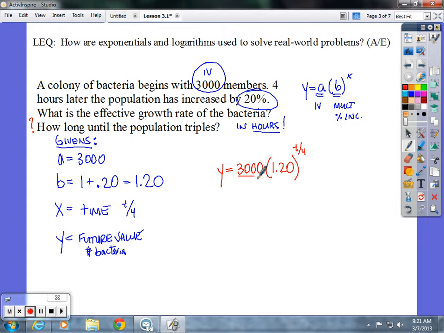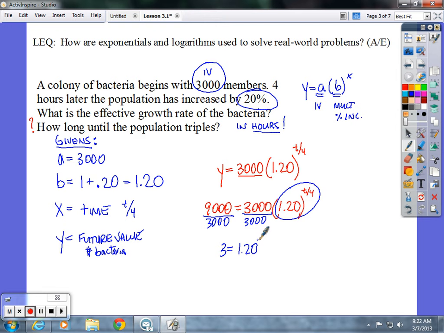So if I triple 3,000, I'm at 9,000. So I substitute 9,000 for y. And I solve. First steps first, a lot of people want to multiply these two together. You cannot do that because the 1.20 has an exponent. So we divide by 3,000. A lot of people want to subtract 3,000 as well, but 3,000 is not being added. So we end up with 3 equaling 1.20 to the t over 4 power.